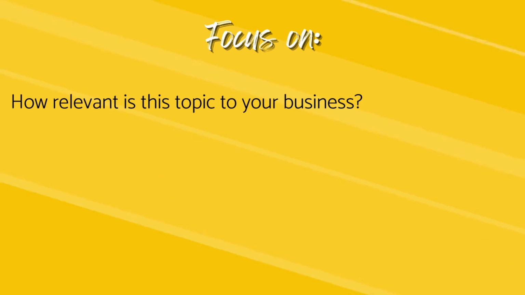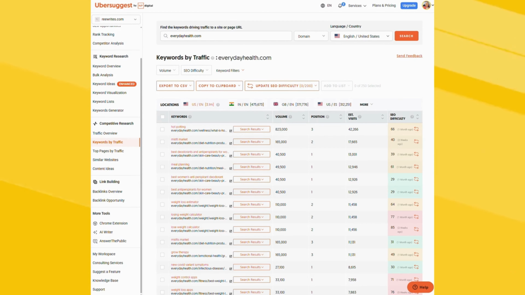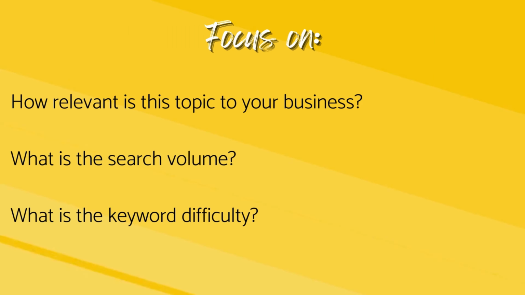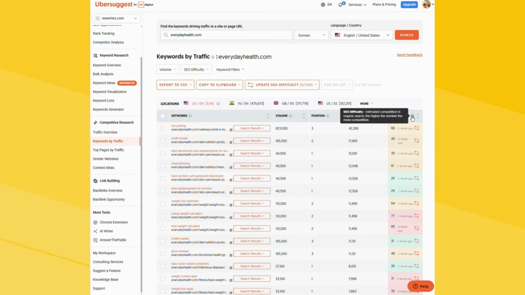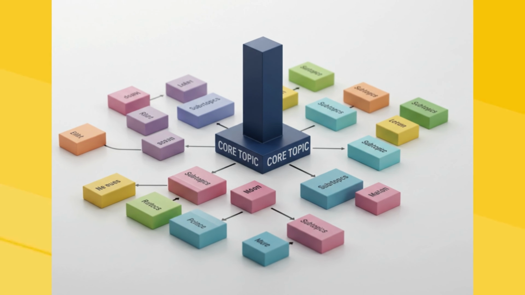Then focus on a few key factors. First, how relevant is this topic to your business? Second, what is the search volume? You'll find search volume from a keyword tool like Ahrefs. You want to make sure enough people are searching for this topic before you decide to make content for it. And then third, what is the keyword difficulty? If competition is too high and too difficult, you might want to start with a less competitive topic and build your authority. You can also group related topics into topic clusters to build authority and improve your site's internal linking.